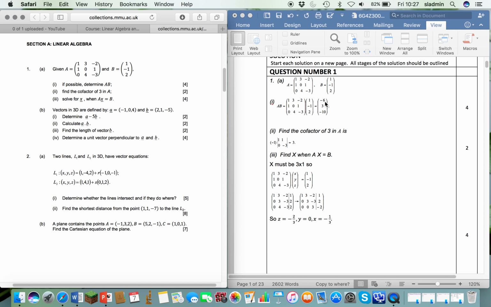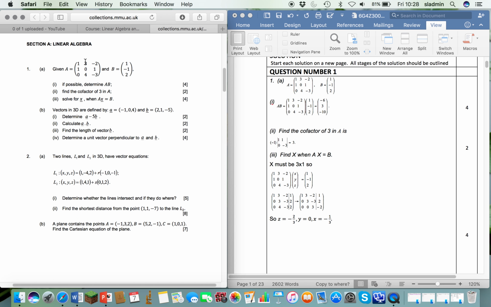To work out the element in row 1, column 1, we simply multiply row 1 by column 1. So that gives us 1 times 1 plus 3 times minus 1 plus minus 2 times 2. So we get 1, take away 3, take away 4, which gives minus 6. To work out the element in row 2, column 1, we multiply row 2 by column 1. So we get 1 plus 0 plus 2, which gives 3. And finally, to work out the element in row 3, column 1, we multiply row 3 by column 1. So we get 0, take away 4, minus 6. That gives minus 10.